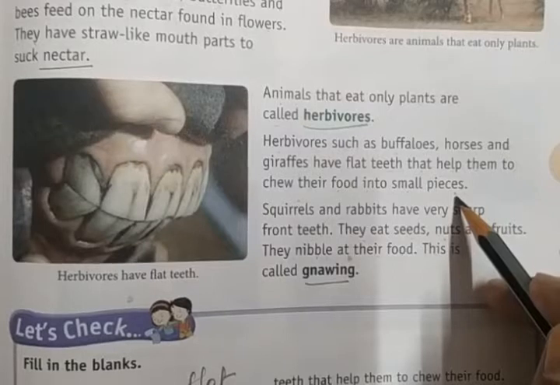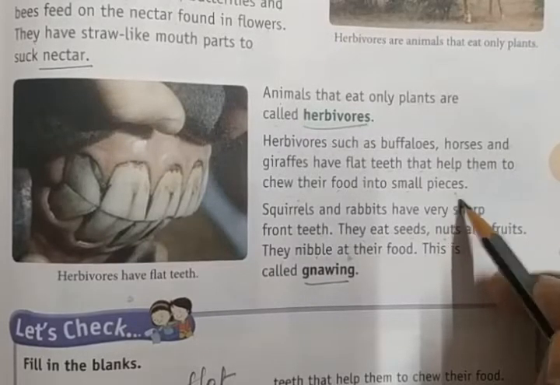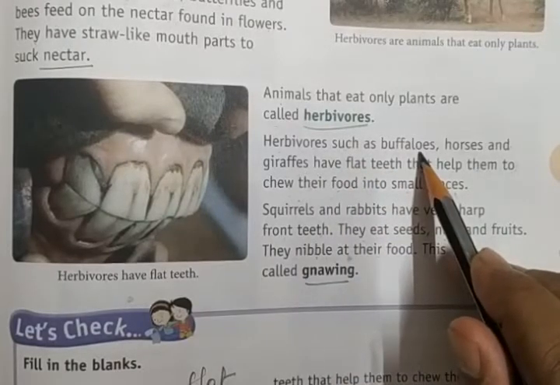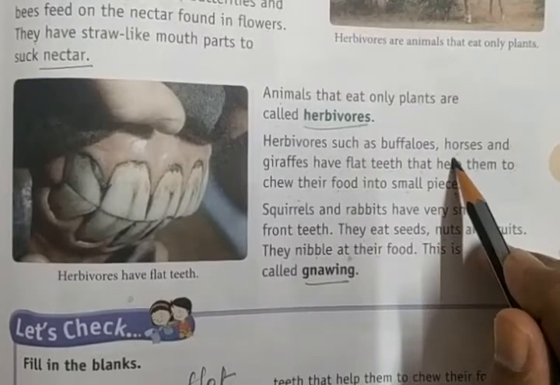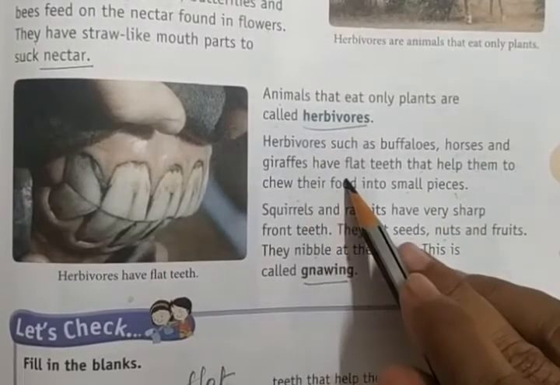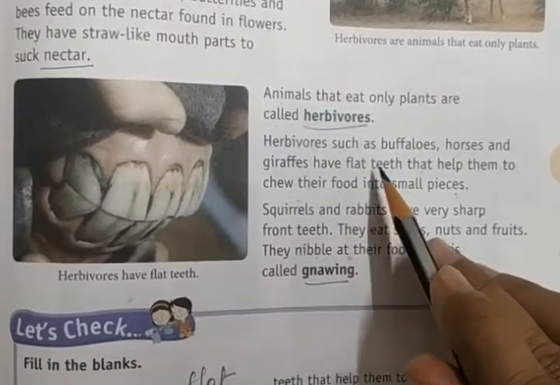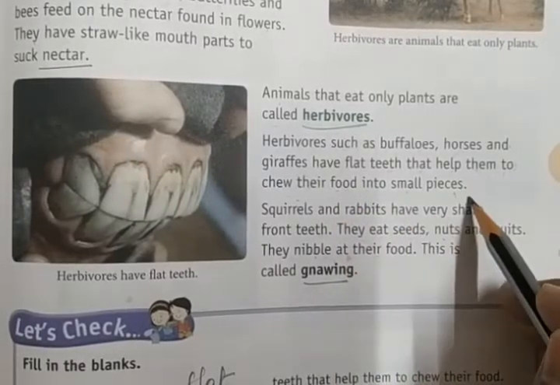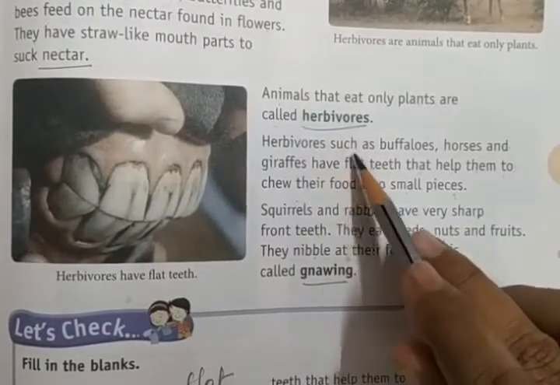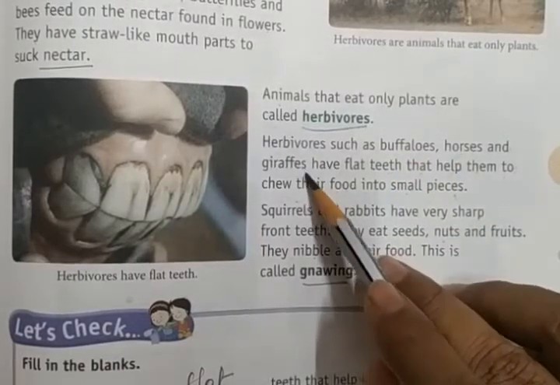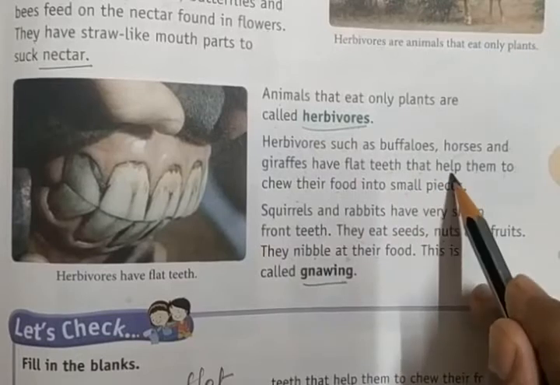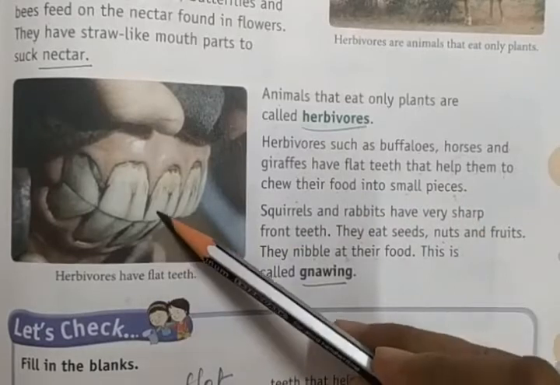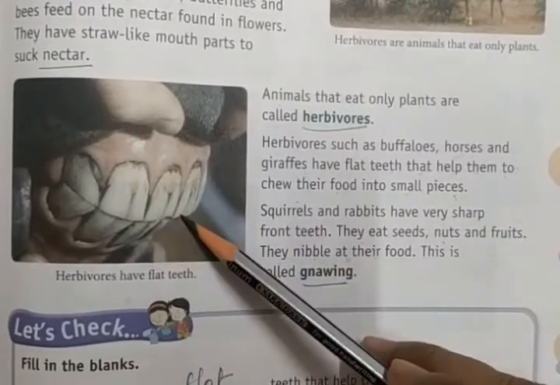God has created some structure. Herbivores such as buffaloes won't eat non-veg, other animals. Horses, they won't eat other animals. Giraffes, they won't eat other animals because their teeth are flat. They have flat teeth that help them to chew their food into small pieces. See the structure of the herbivorous animals.